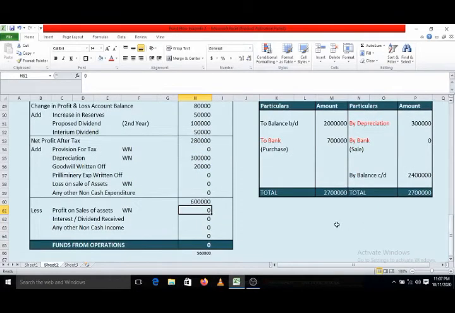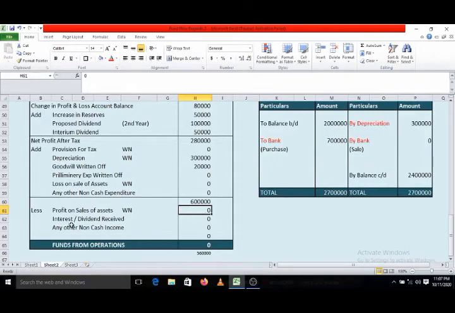From this 6 lakhs now we have to deduct certain items. The first one, profit on sale of asset. Again, working note, fixed asset account we have prepared. Is there any item called profit on sale of asset we found? No. There is neither loss on sale of asset nor profit on sale of asset. So that will also be 0.